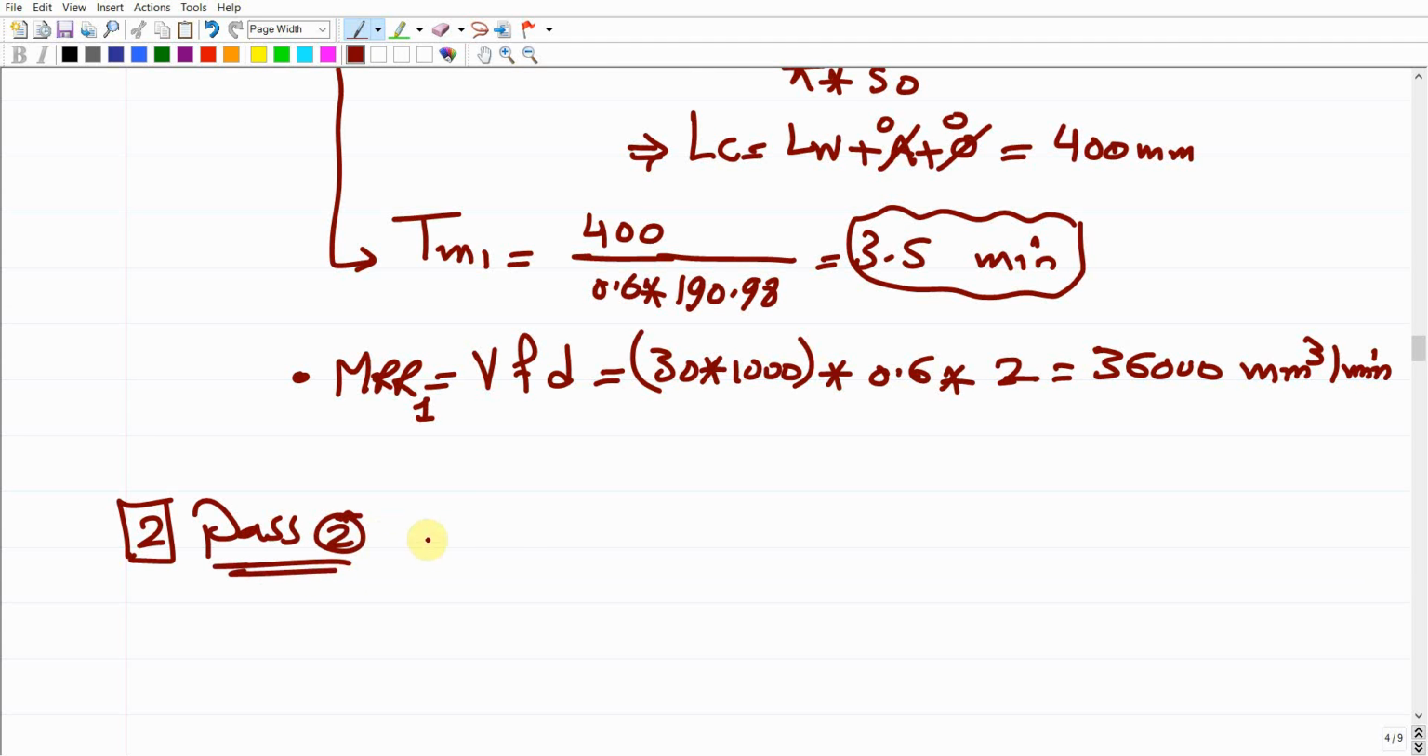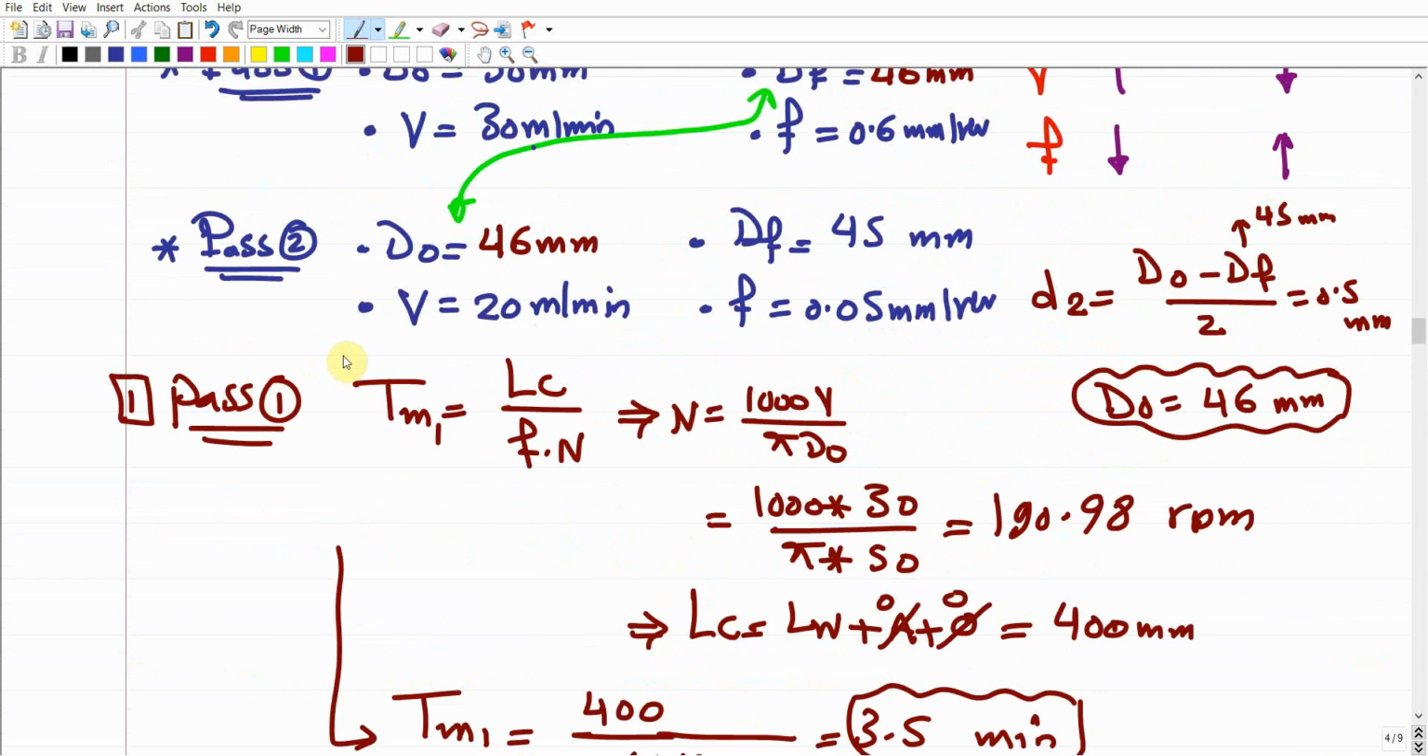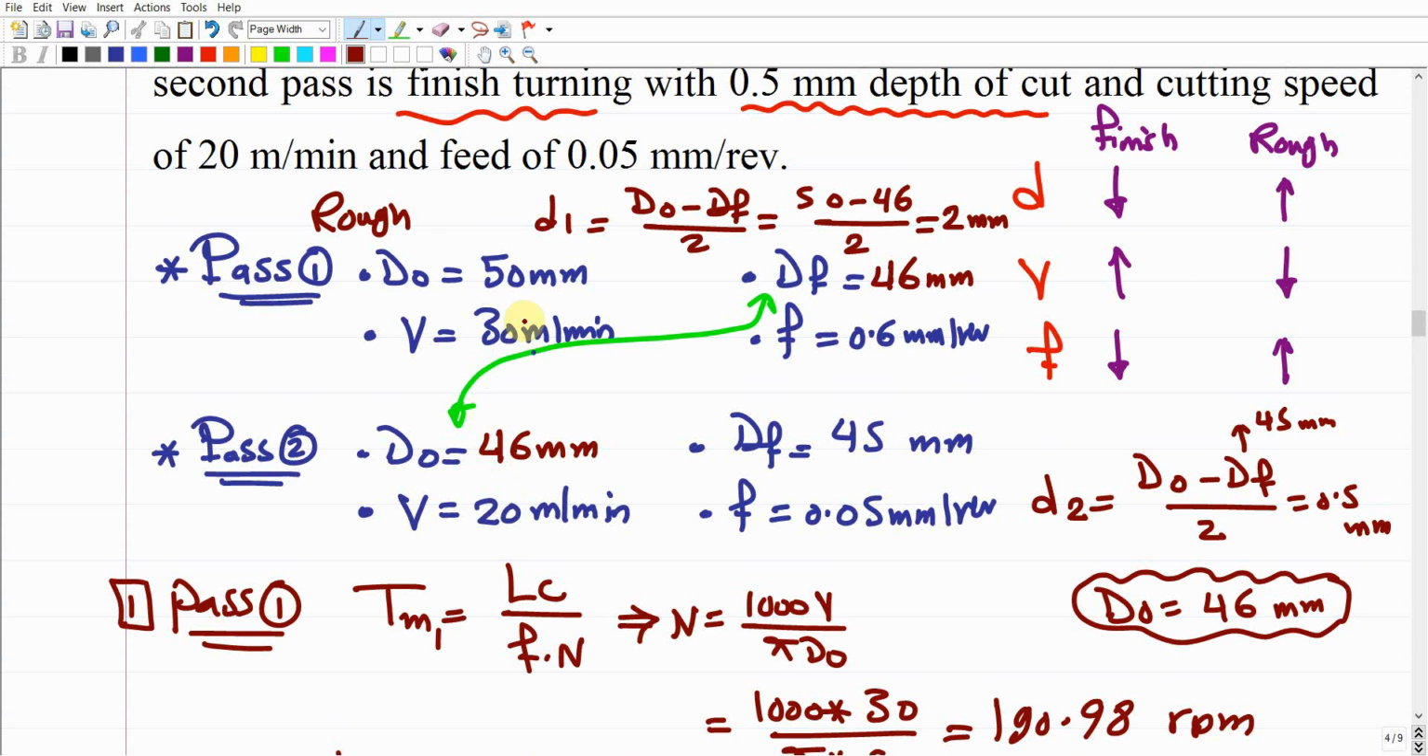For pass 2, your objective is just to calculate the material removal rate. You're going to start from scratch. LC divided by F times N. Don't think that N will be the same. No, it will be different. Even if we are still using the same V, N will be different. So you have to calculate from scratch, even if we are still using the same cutting speed.